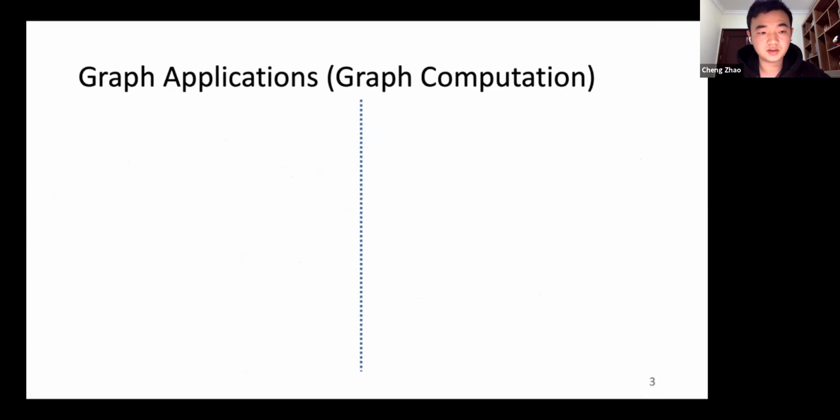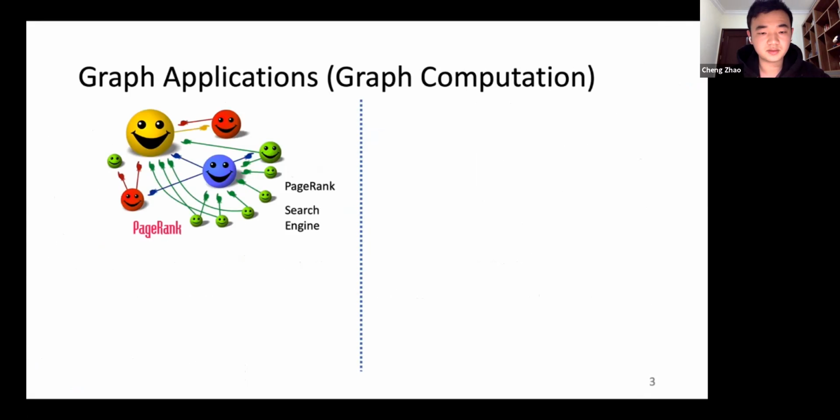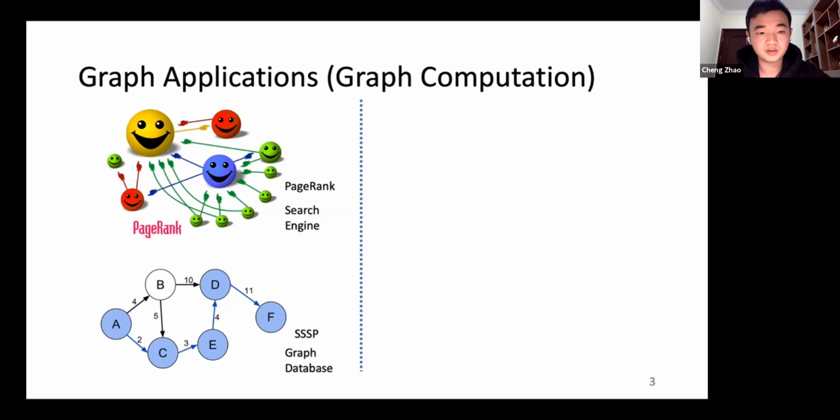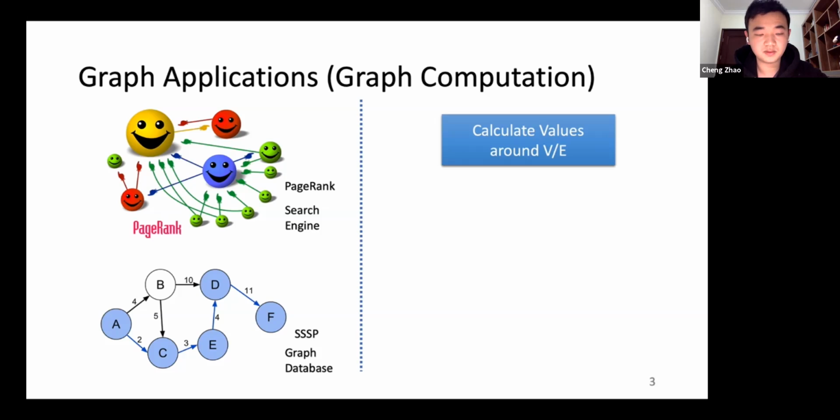First, the graph computation apps. For example, PageRank tries to find the most important vertex in the graph, and the biggest application is the search engine, like Google. Single source shortest path is well known, and it is widely used in graph databases to process queries. These apps calculate values around vertices and edges.